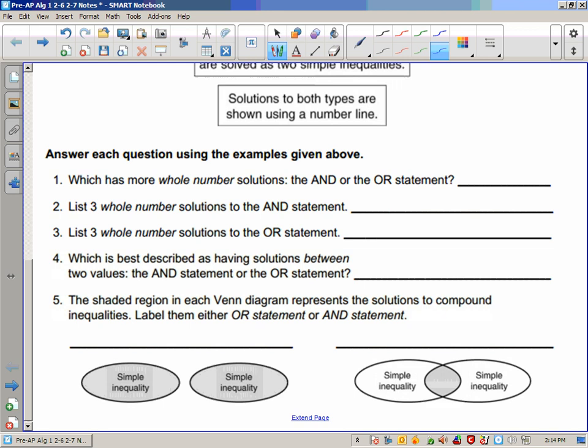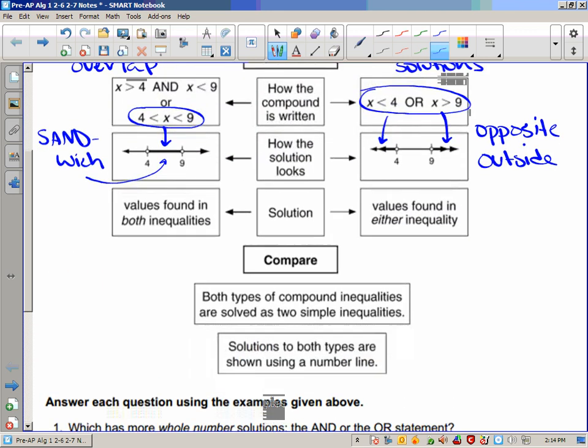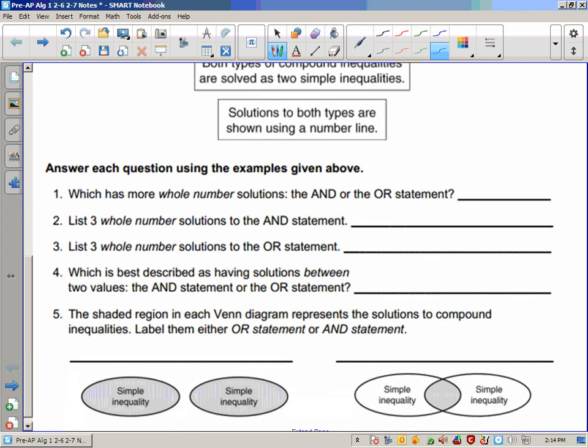So it says which has more whole numbers, whole number solutions, the and or the or statement. The way I think about it is if you look at the number line graph for the or, those arrows could go on forever in the direction to the right and forever in the direction to the left. While the and only has a contained set distance. We call this a bounded graph. This is unbounded. It goes forever in both directions. So that would mean that or compound inequalities have more solutions.